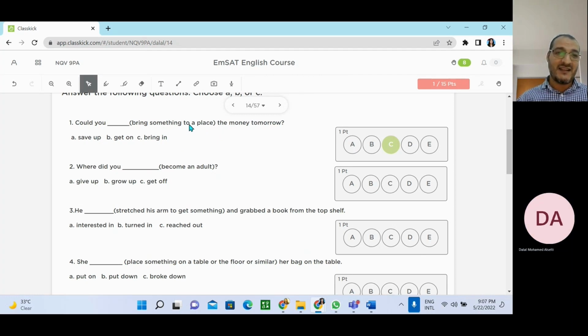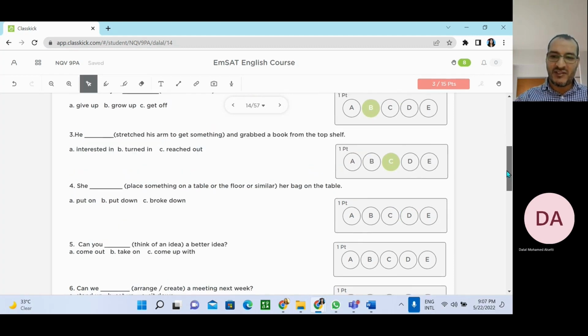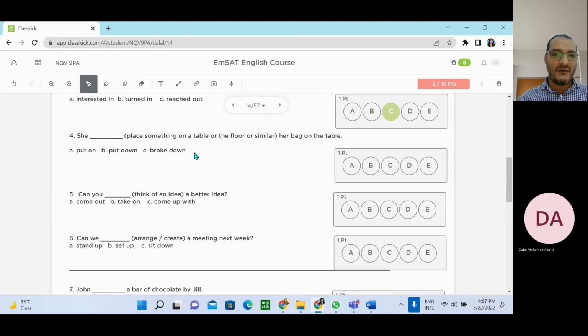Okay, number 2. Where did you become an adult? Where did you grow up? Yeah, grow up means to become an adult, fully grown up. We say he's a grown up, meaning he has already become an adult, not a child anymore. Number 3. He stretched his arm to get something and grabbed a book from the top shelf. Reached out. Yeah, he reached out means stretch, try to reach something by stretching himself, or herself.